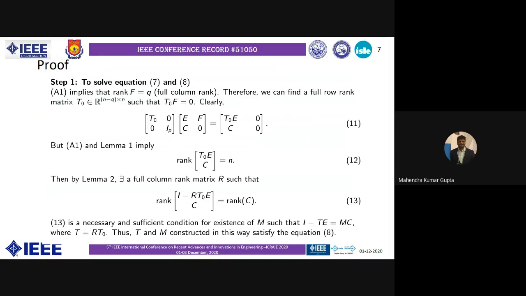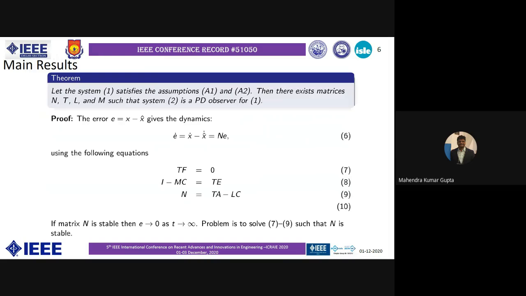So using A1 and lemma 1, we get the matrix equation 12, and if it satisfies the matrix equation 12, then according to lemma 2, we can apply lemma 2 here, and there exists a full column rank matrix R so that it satisfies 13. Now 13 is a necessary and sufficient condition for the existence of M, so that I minus T equals MC, where T equals R T node. In this way we construct T and M, and these matrices will satisfy equation number 7 and equation number 8.